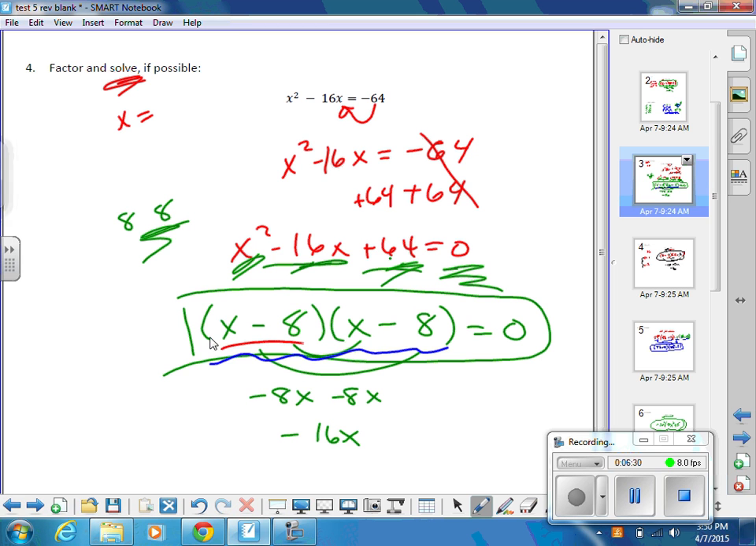So in this case, let's talk about this real quick. Both of these are set equal to 0. They're both the same thing, so I only need one of the answers. X minus 8 equals 0, plus 8, x is equal to 8. You don't need to write 8 twice. Just pick one of them, okay?